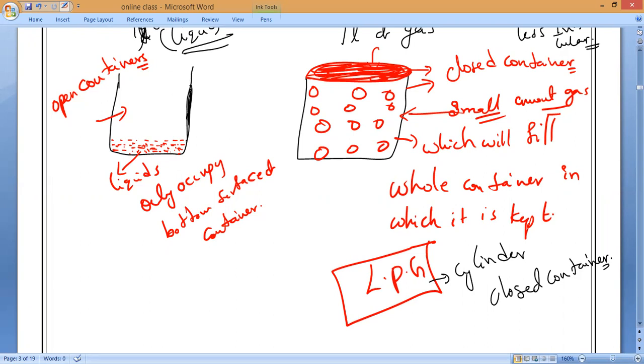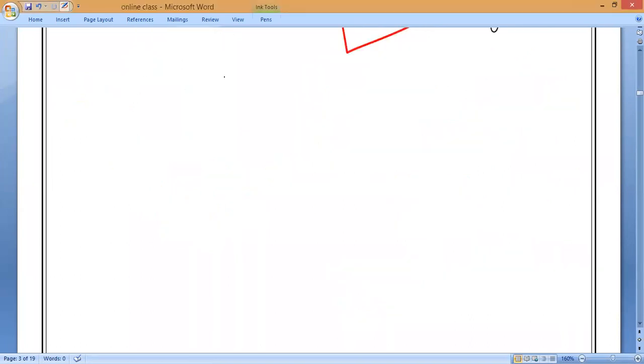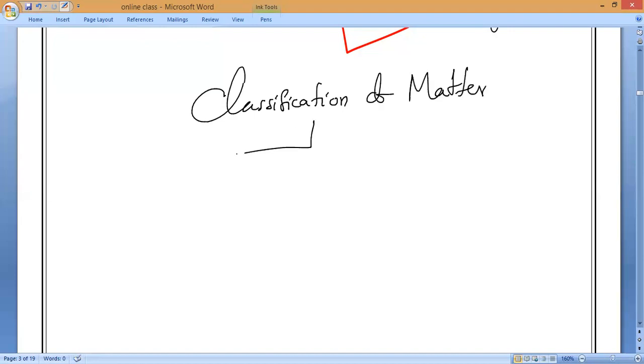The next concept, all of you write, keep the heading: classification of matter as solid, liquid, and gas. Please write. So classification of matter is done by physical property or chemical property, guys? We can classify into either physical or chemical, it doesn't matter. Now we are going to make it physical.